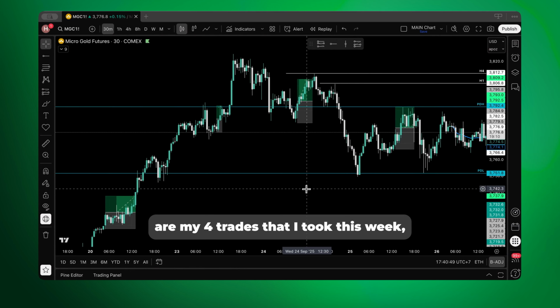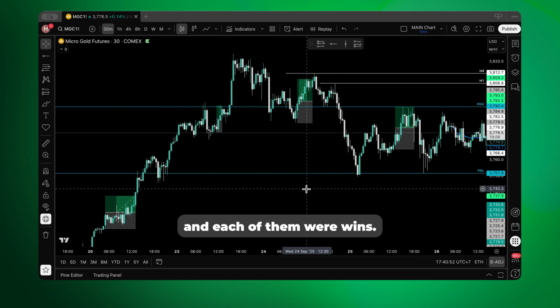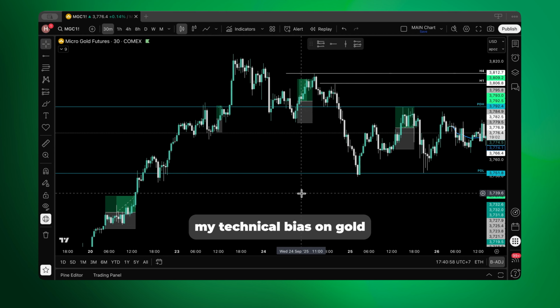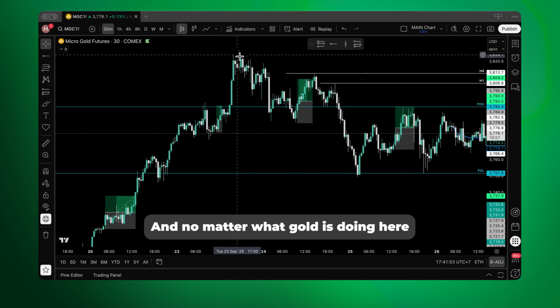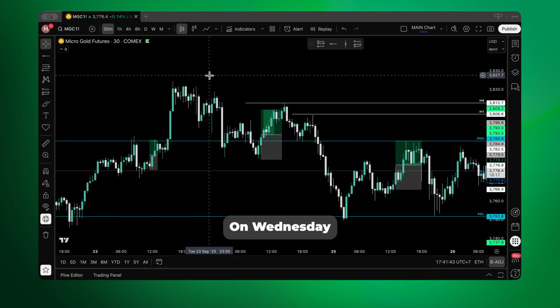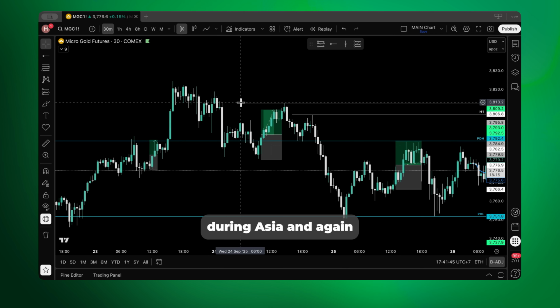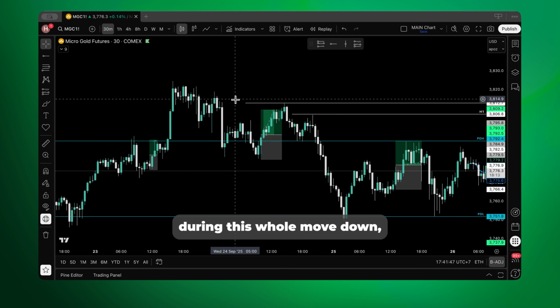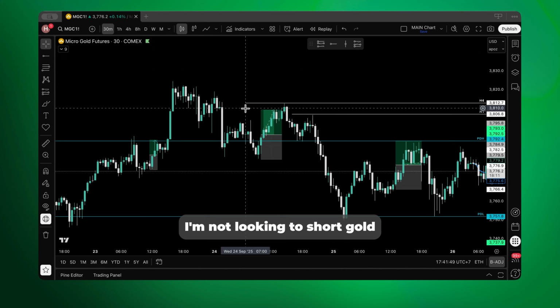These are my 4 trades that I took this week, and each of them were wins. So this week I had 4 wins, 0 losses. Again, my fundamental and technical bias on gold right now is long, and no matter what gold is doing on these retracements, I'm not looking to short gold because that would go against my fundamental and technical bias. On Wednesday, we had a retracement down during Asia, and again, during this whole move down, I'm not looking to short gold because of my bias.